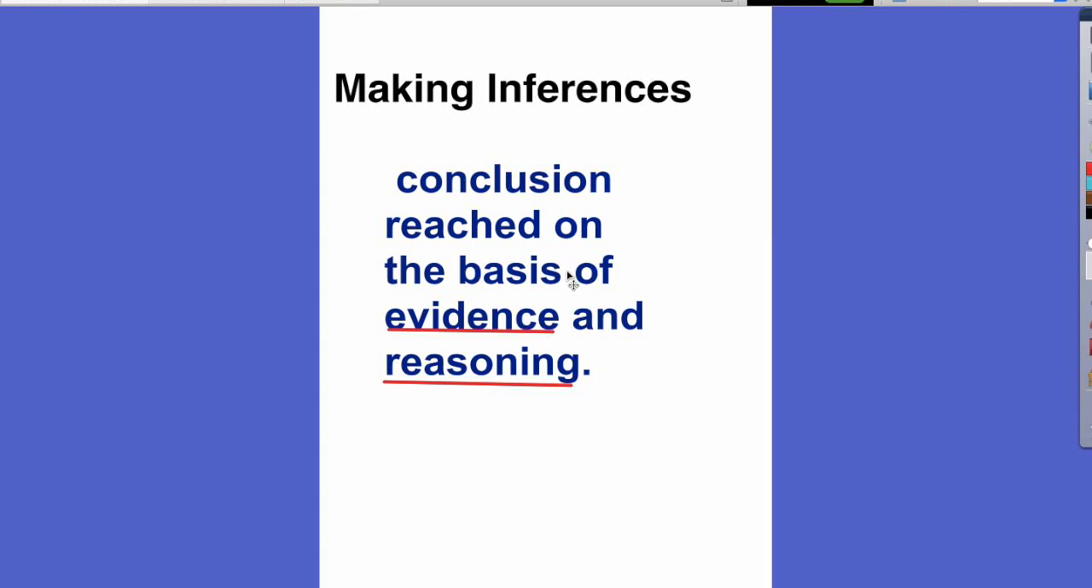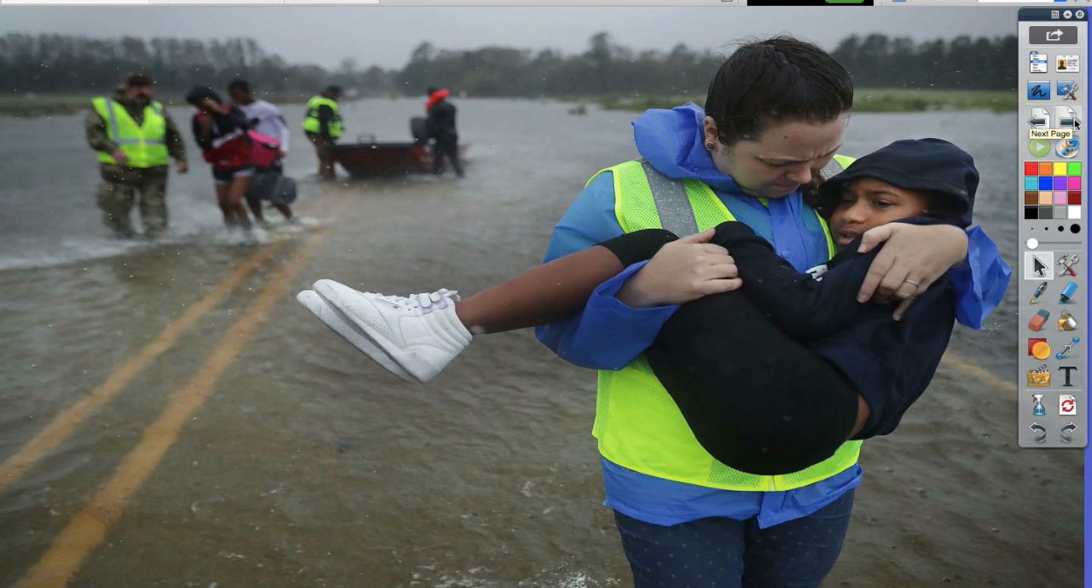So let's test this out. Let's make an inference about a picture. So here we see a picture. So the first thing we're going to do is we're going to look for evidence or facts that we can see about this picture. Take a moment and just look at this picture and see what you notice, what facts you can see.